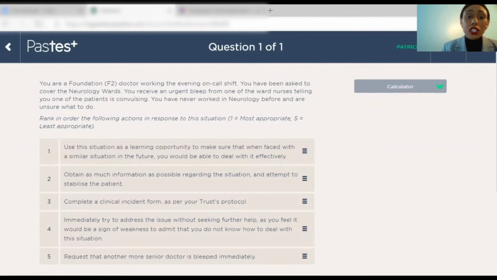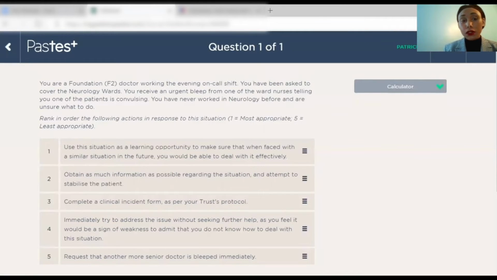You are a foundational F2 doctor working the evening on-call shift. You have been asked to cover the neurology wards. You receive an urgent bleep from one of the ward nurses telling you one of the patients is convulsing. You have never worked in neurology before and are unsure what to do.